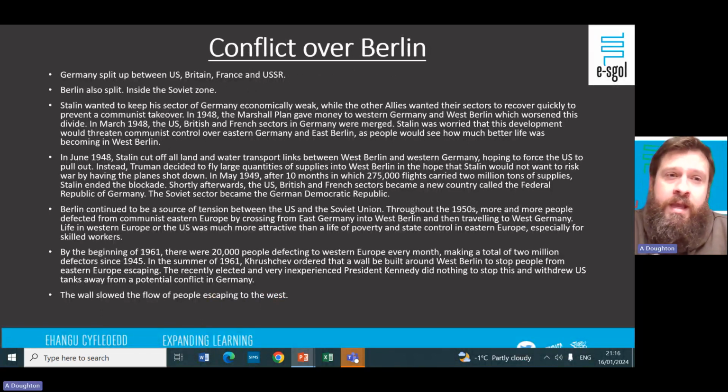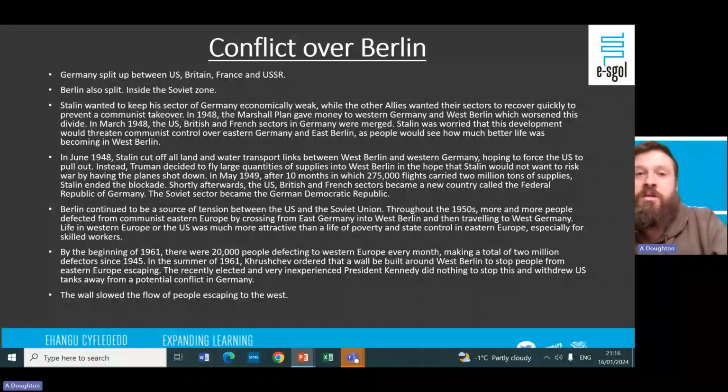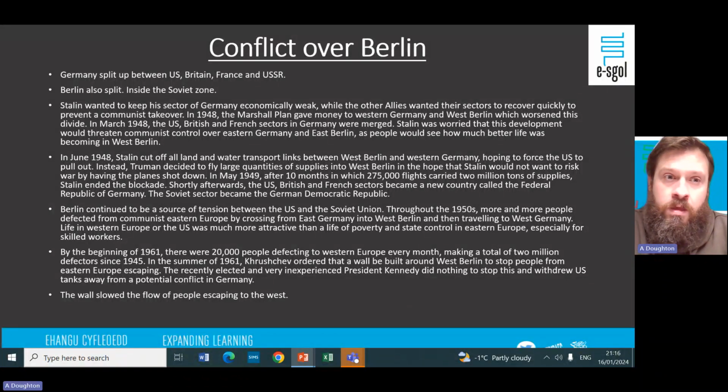So Berlin is a massive issue. So Germany is split between the US, Britain, France, and the Soviet Union. Berlin is also split in the same way. However, it's inside the Soviet zone. So Stalin is not happy with having those countries in that area.